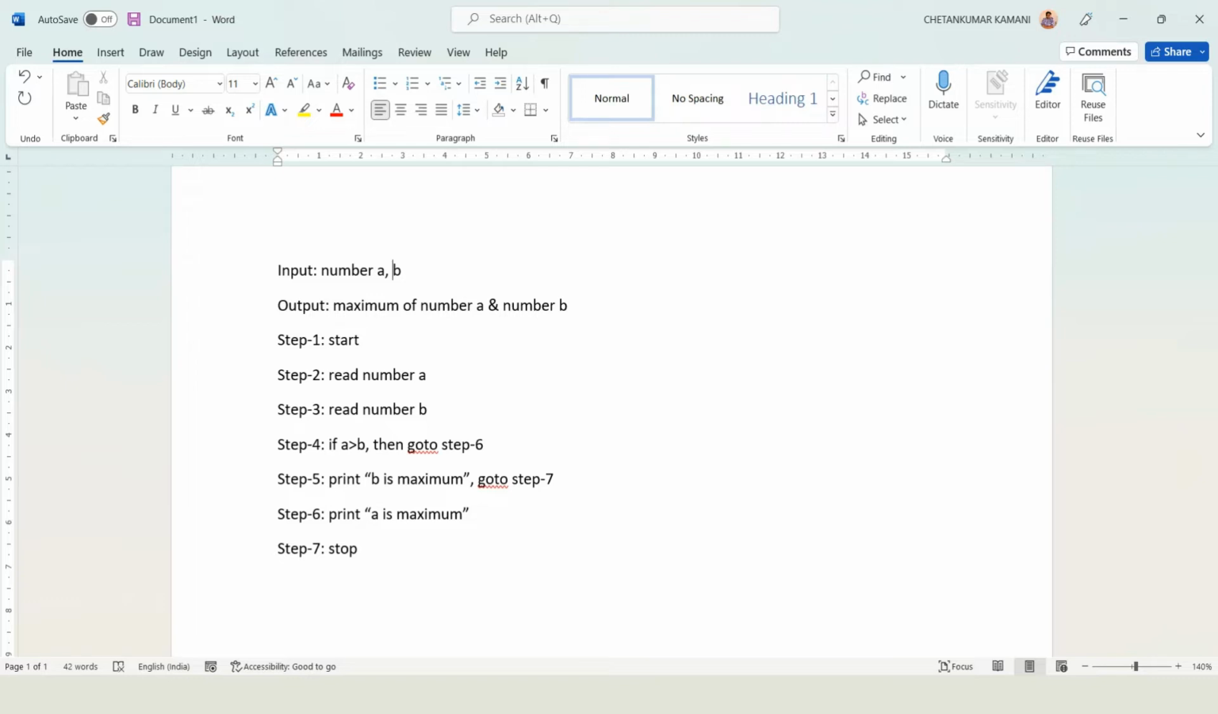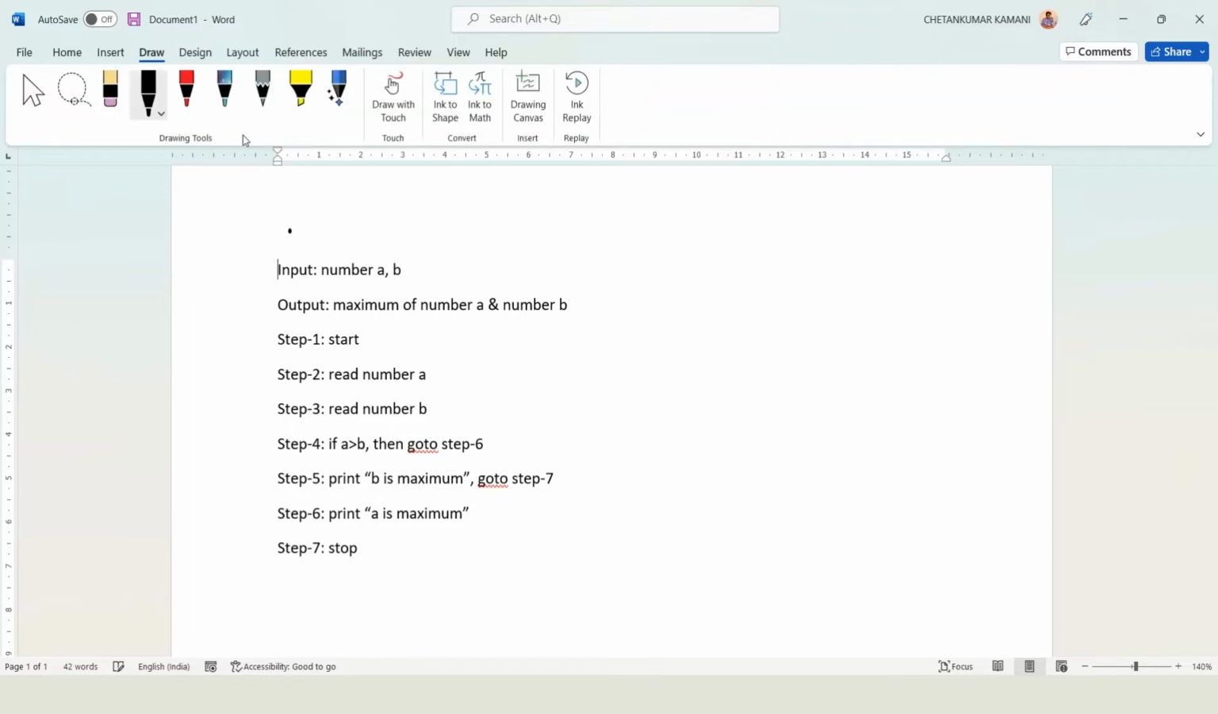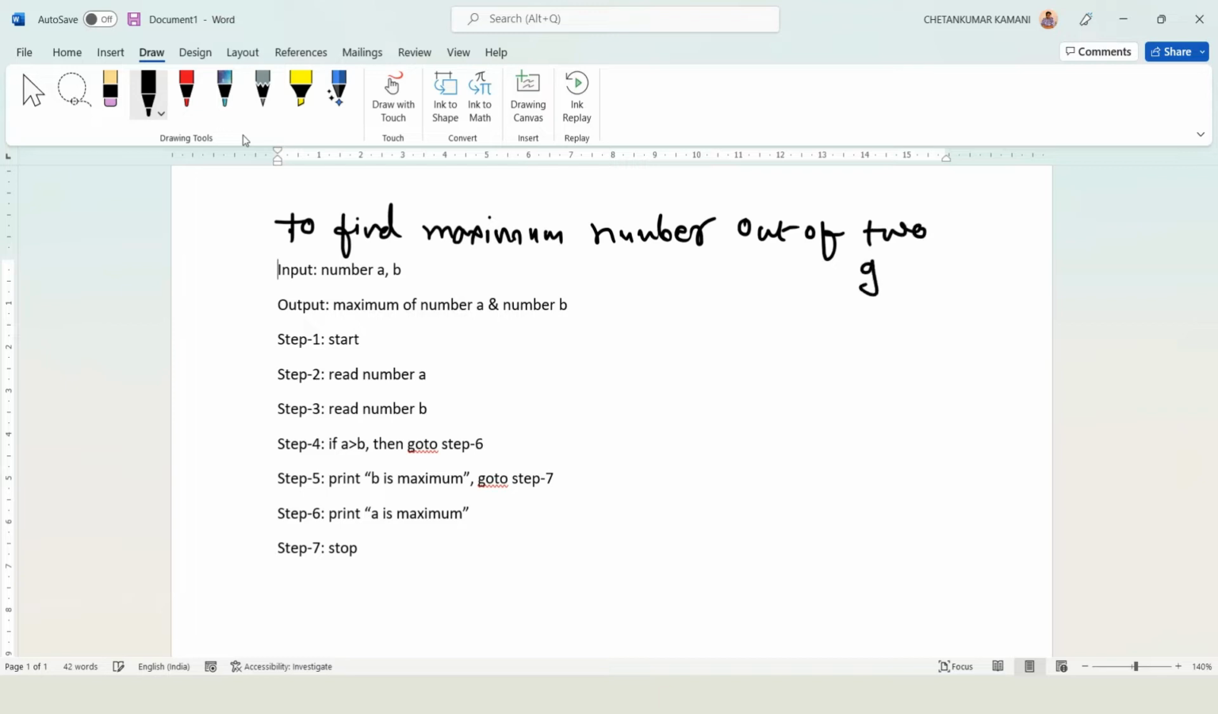So what is this algorithm? To find the maximum number out of 2 given numbers. That's it. This would be our input and this would be our output, and this is the solution of this problem.